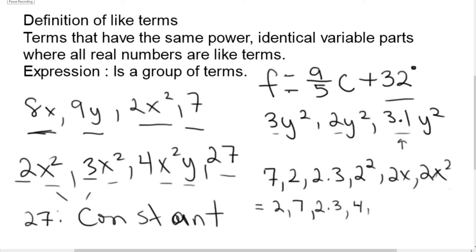But in the second example, we did have a couple of like terms. We looked at 2x squared, 3x squared, 4x squared y, and 27. And the two like terms that we had were 2x squared and 3x squared. The other two terms, 4x squared y and 27, are not like 3x squared, because that y makes 4x squared y unlike that term.